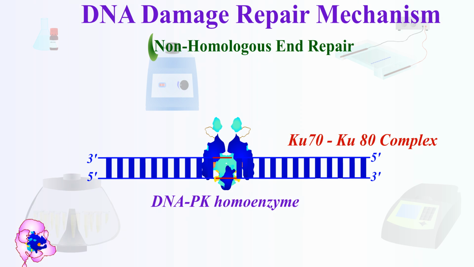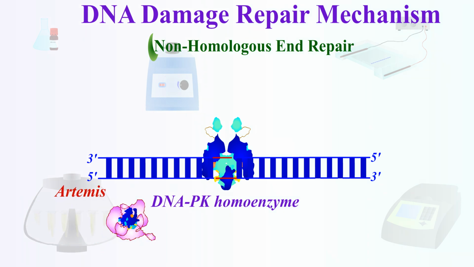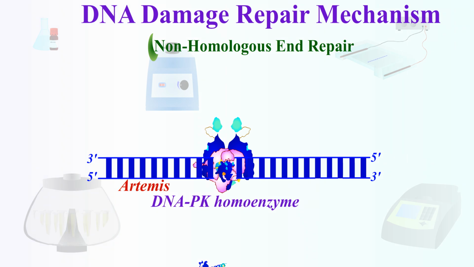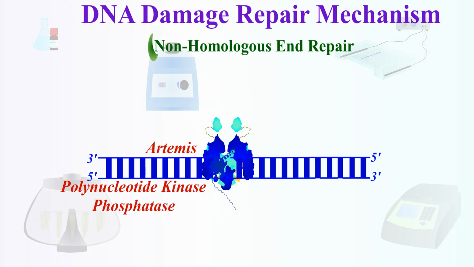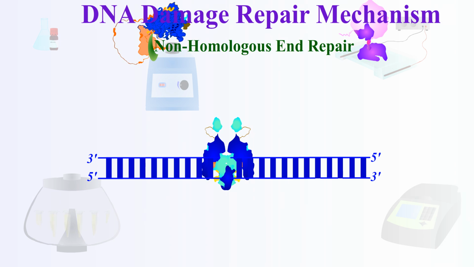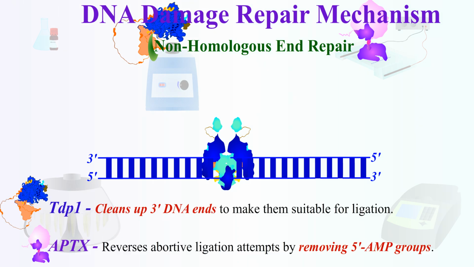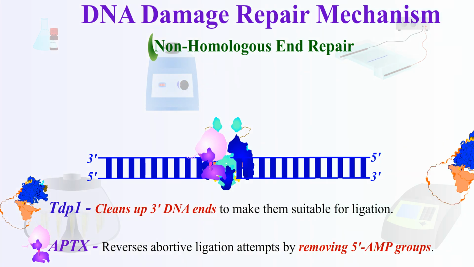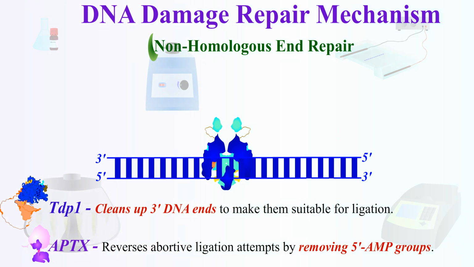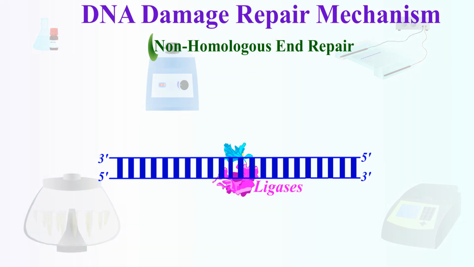Now, these DNA ends are often incompatible, like they are blunt, have overhangs, or are damaged. So, several enzymes will process the ends, such as the enzyme Artemis, an endonuclease that will trim overhangs. Polynucleotide kinase phosphatase will modify the DNA ends to make them ligatable. Then, the enzymes TDP1 and APTX will also act depending on the damage. Nucleases or ligases will perform the final phosphodiester bond formation between processed DNA ends.